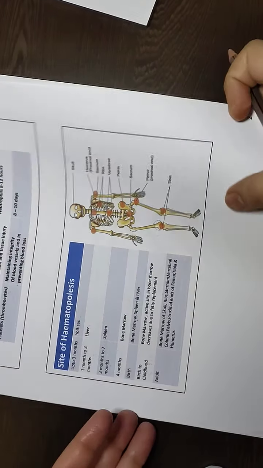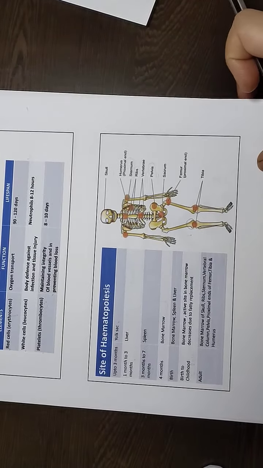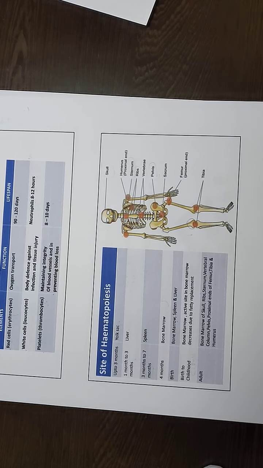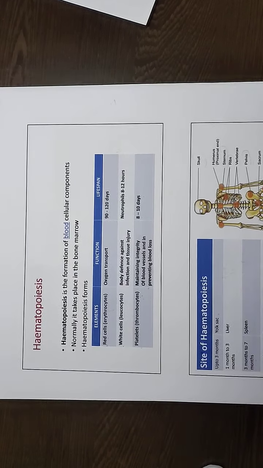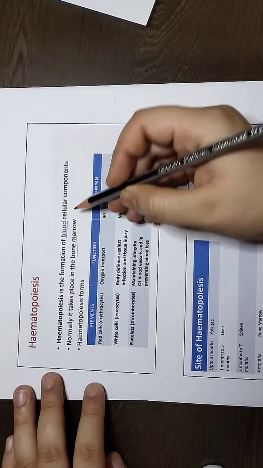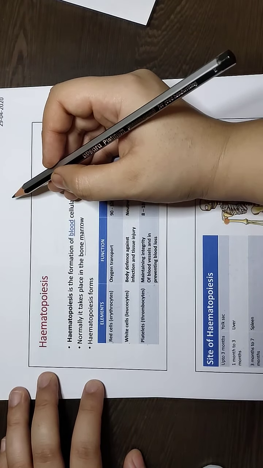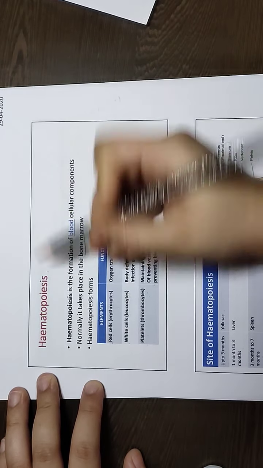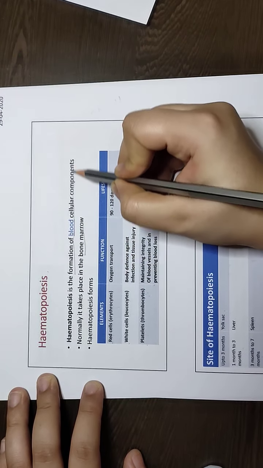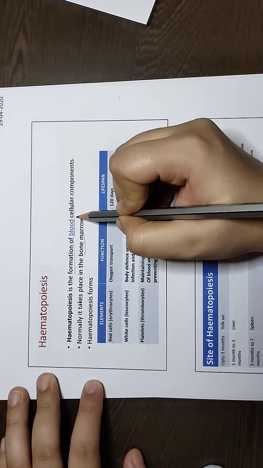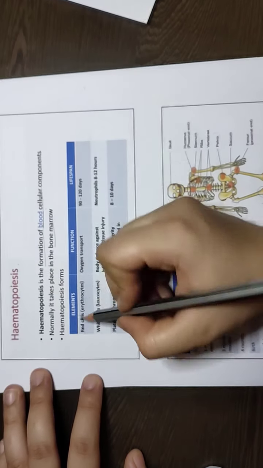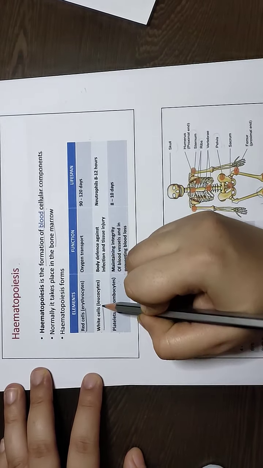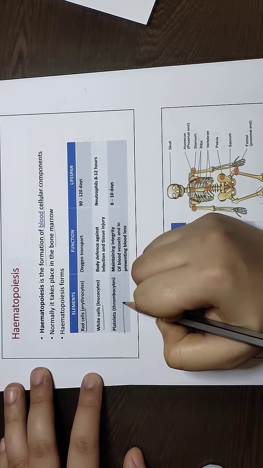Moving on, we need to understand why hematopoiesis is important. Hematopoiesis is a process that takes place in the bone marrow. This hematopoiesis will cause the formation of blood cellular components. What are these blood cellular components? These are your red cells, white cells, and platelets.